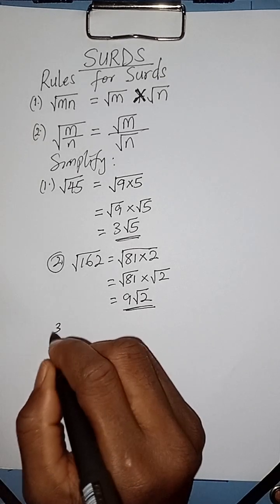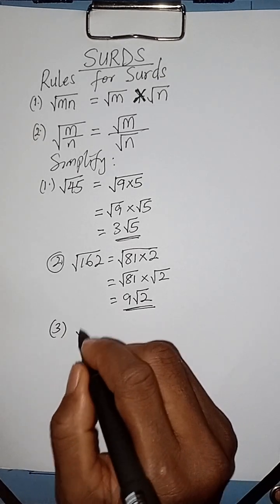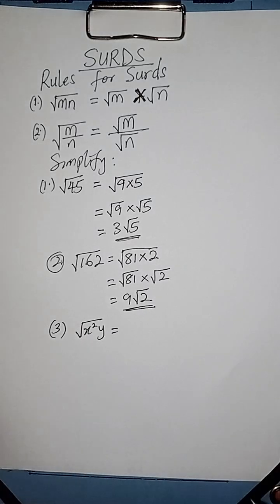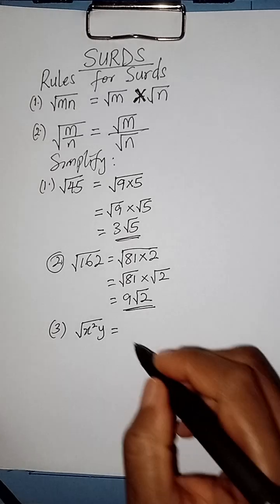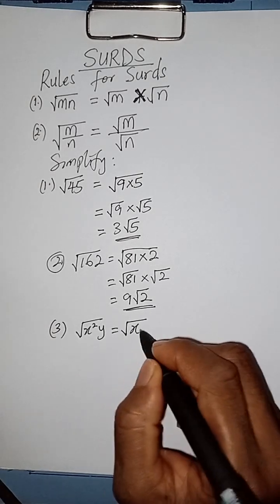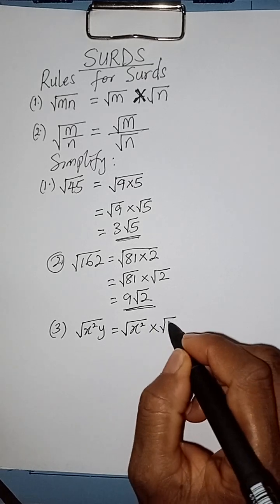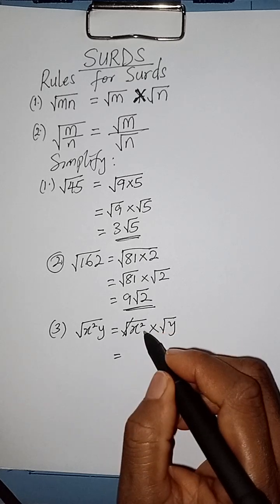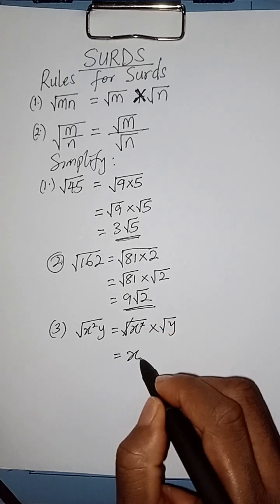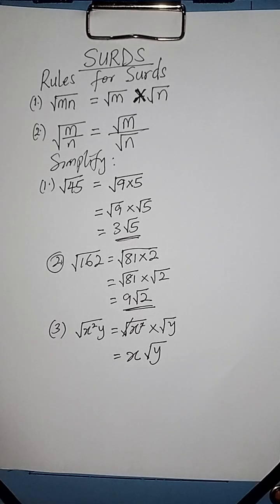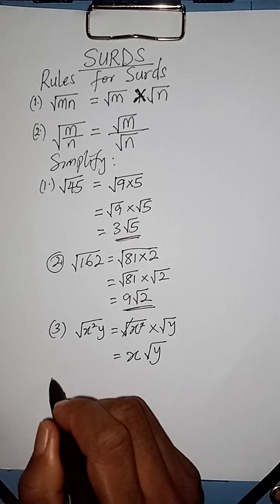What about if you have this? Number 3. You have square root x squared y. Now, what do you do here? The same thing. Here, you can separate them into their different square root symbols. So here, the square root can cancel the square. So you're left with x and root y. That's all. Very easy, right?